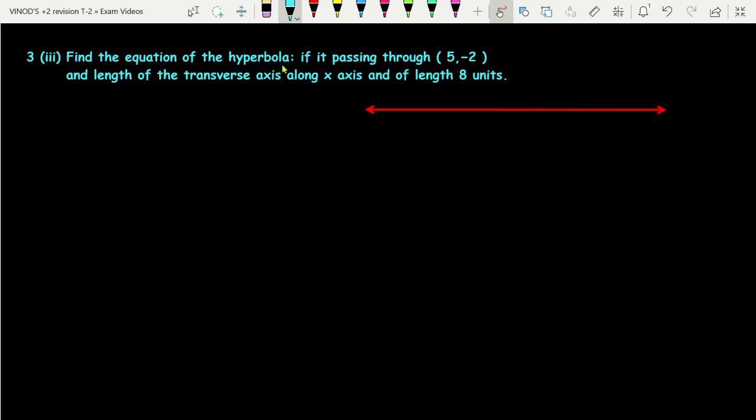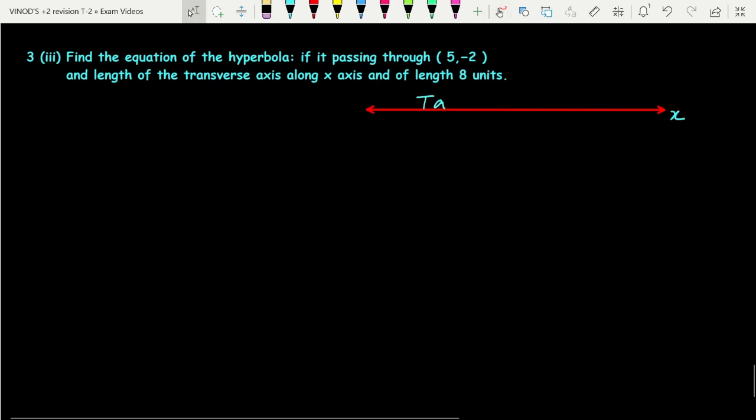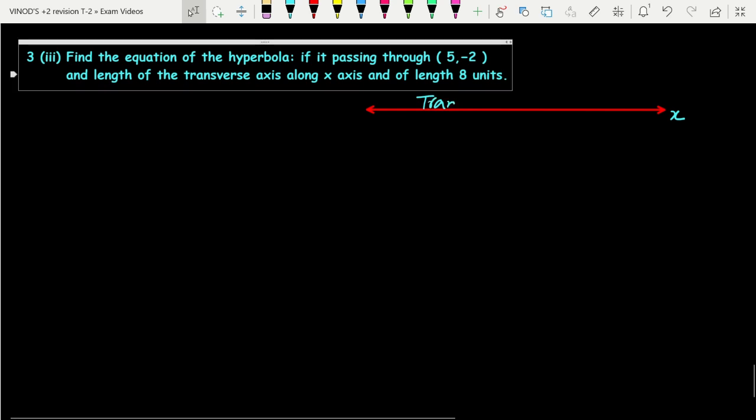Exercise 5.2, problem number 3, third subdivision. Find the equation of the hyperbola if it passes through the point 5 comma minus 2 and the length of the transversal axis is 8 units and the transversal axis is along x-axis. So the horizontal red color line is your x-axis, that is given to be the transversal axis.